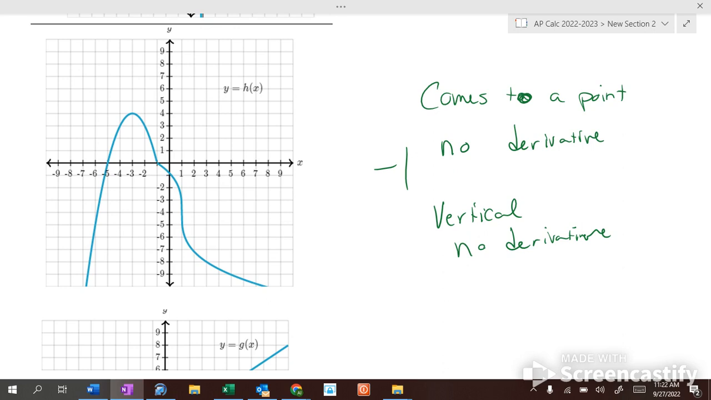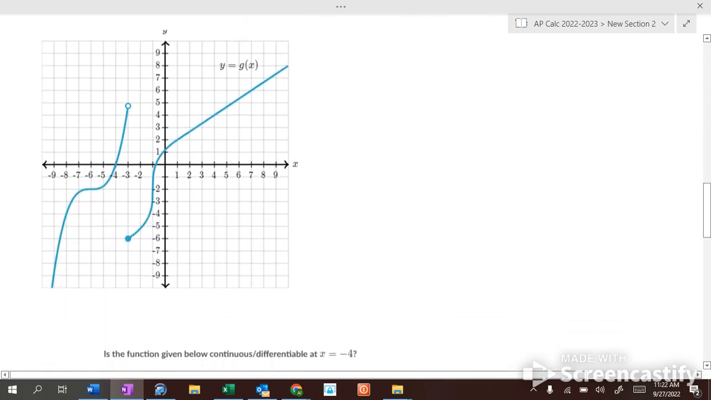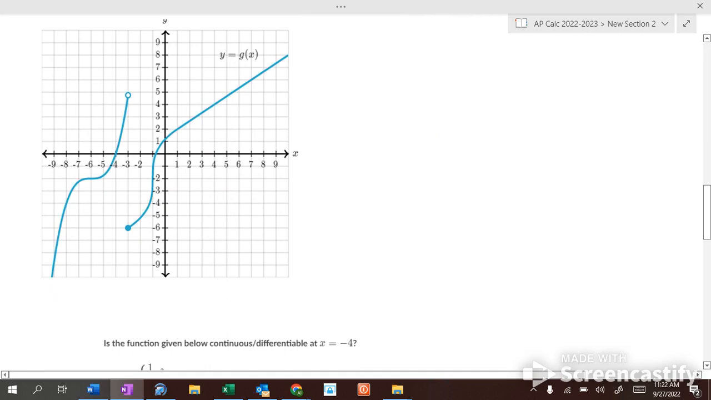Where is the graph vertical? At one. So at those two places, there's no derivative. So here, where would there be no derivative? Negative 3 because it's not continuous, and negative 1 because it's vertical. Okay? So those will be super easy when you get to those.